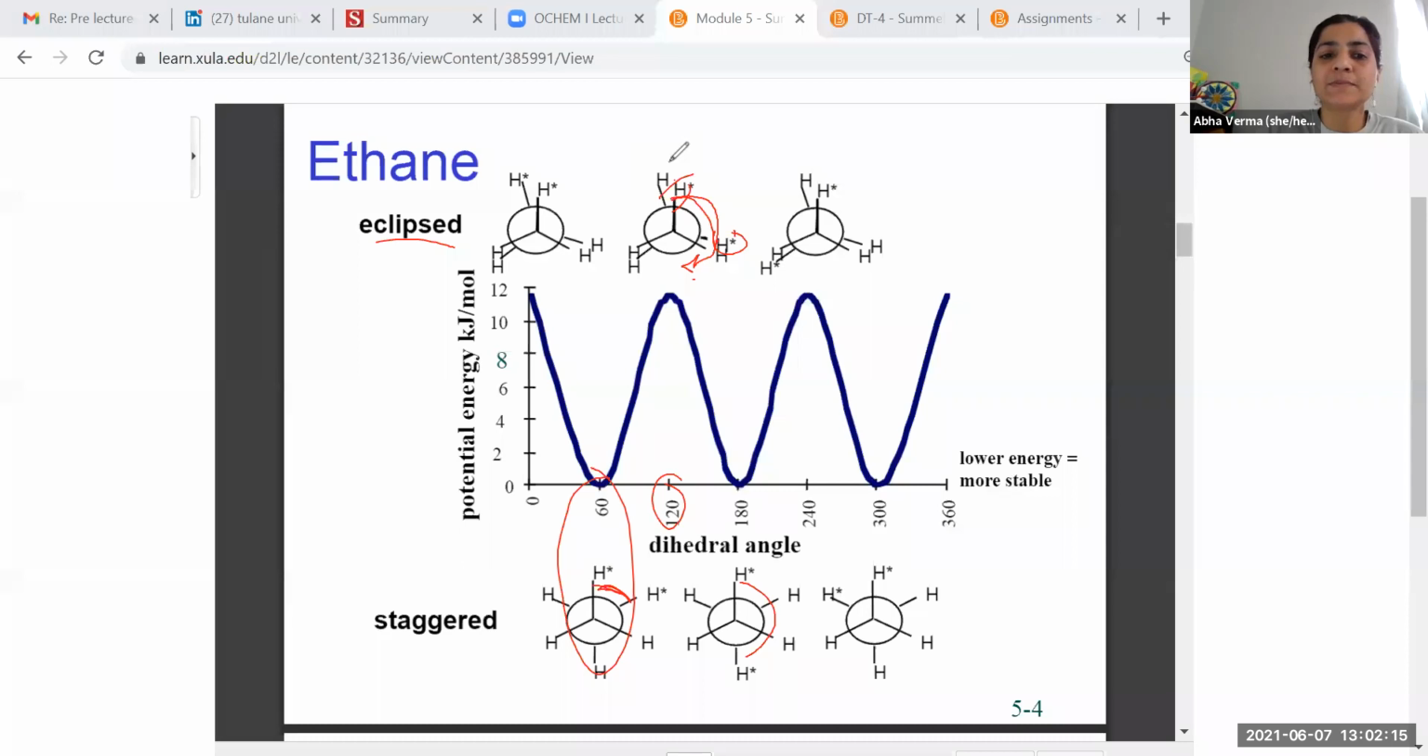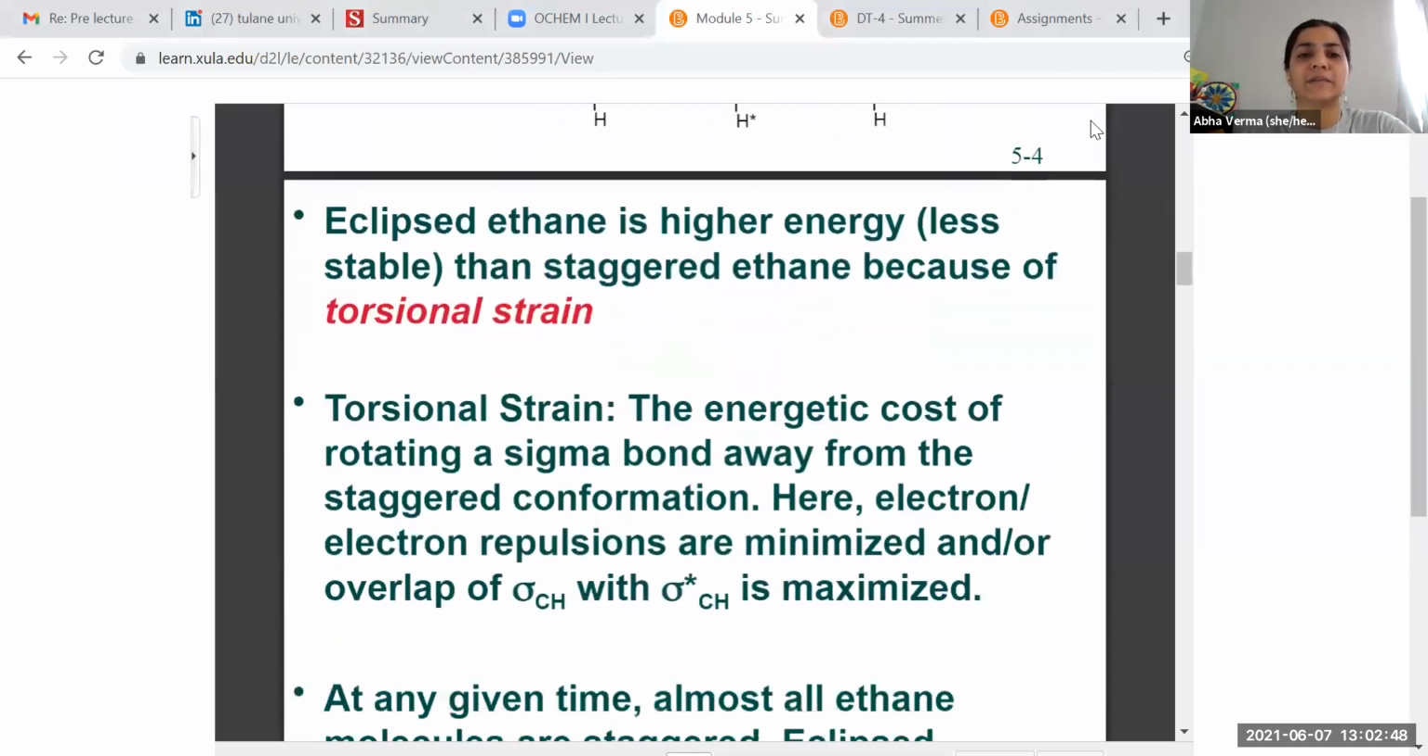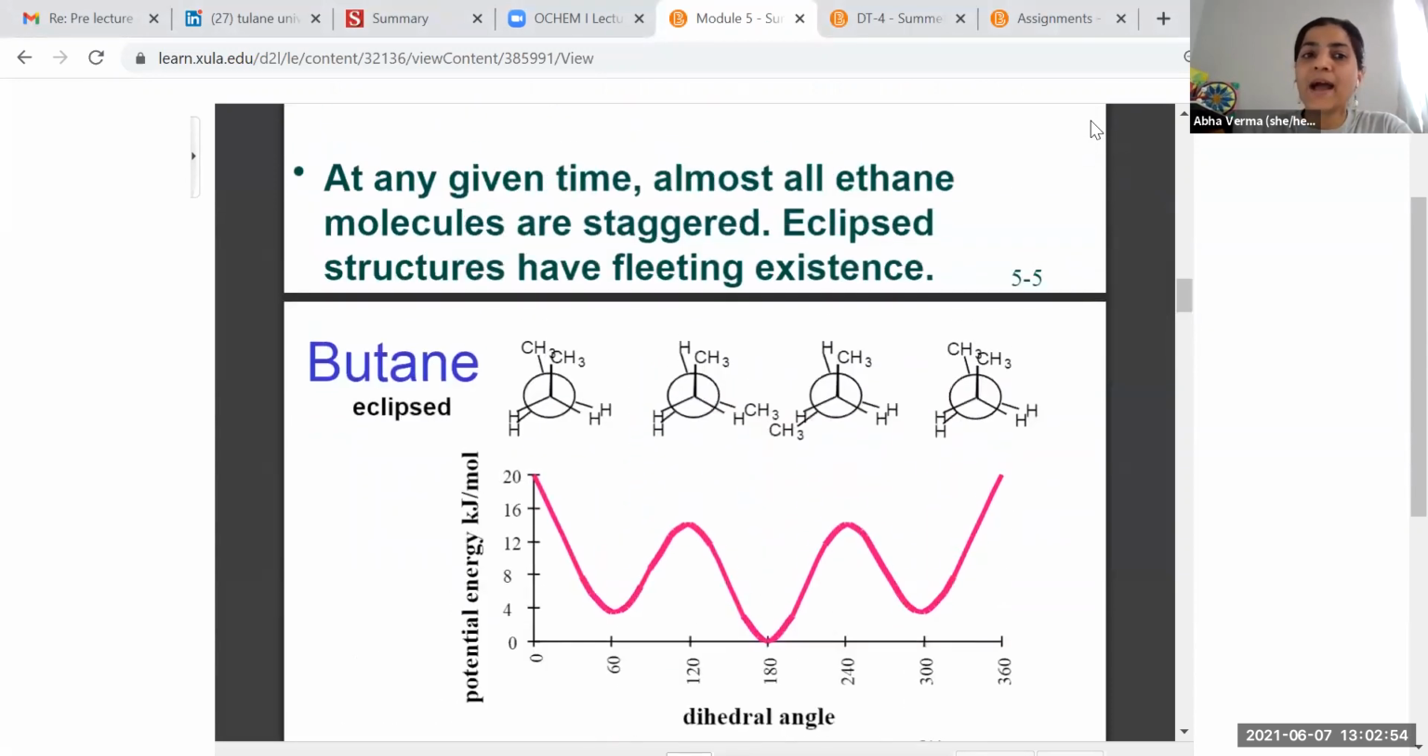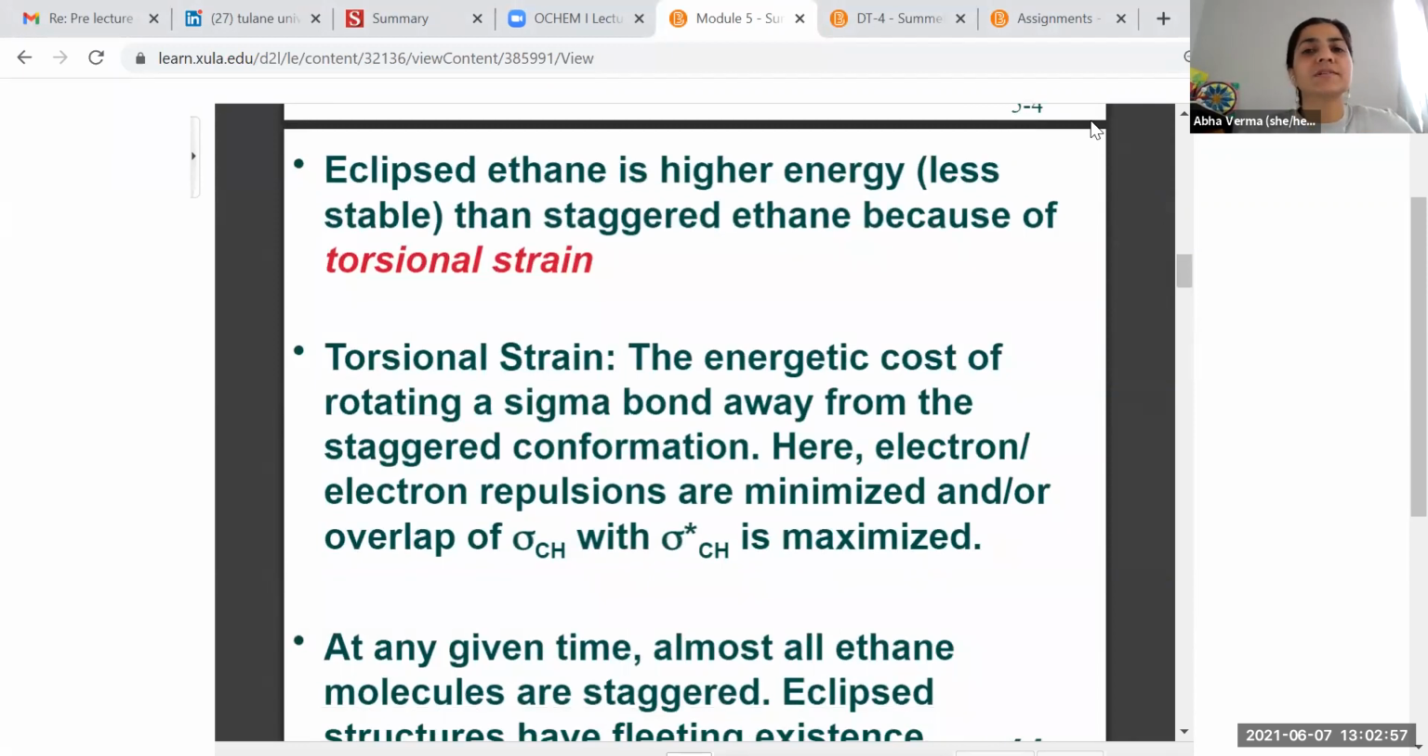And between each eclipsed and staggered conformation, staggered being the lower energy, more stable conformation, whereas eclipsed being the higher energy, less stable conformation, we see that the amount of energy between these two conformations was consistently the same. And this will be a little different when we look at butane. And why is that? In ethane, we had seen only torsional strain.